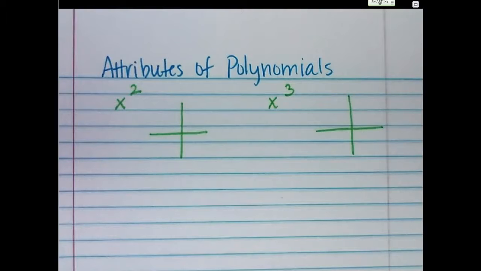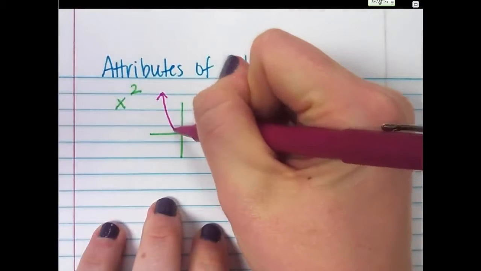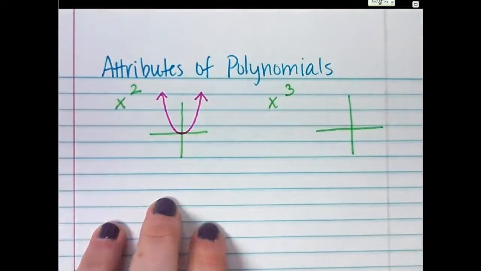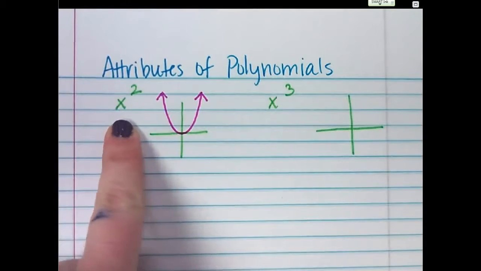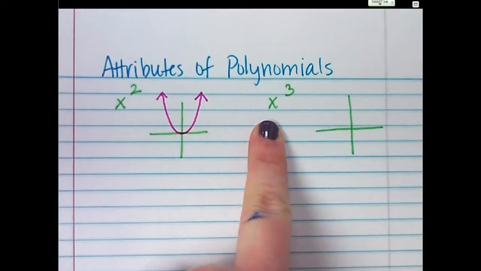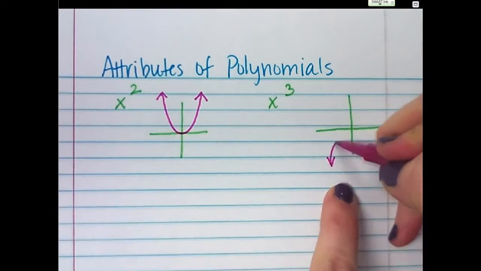What does x squared look like? A parabola, right? Okay, because x squared is a type of polynomial. What does x cubed look like? Yeah, the little curvy S. So it goes like this.